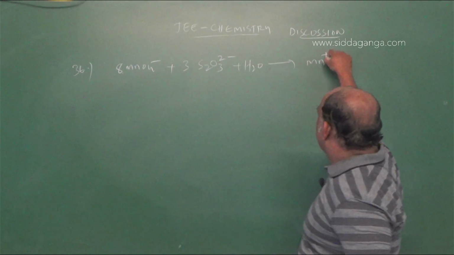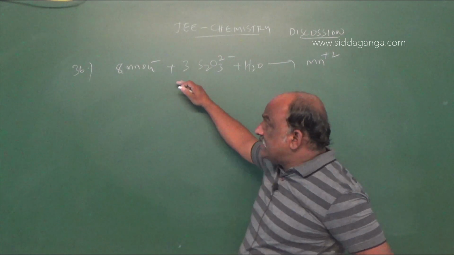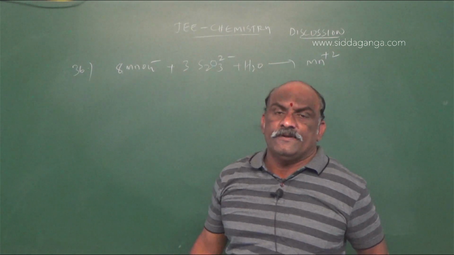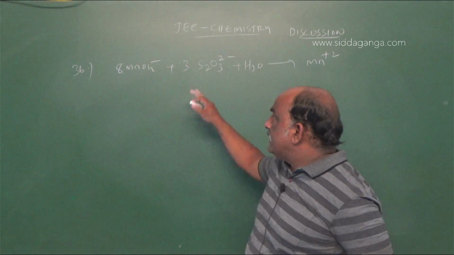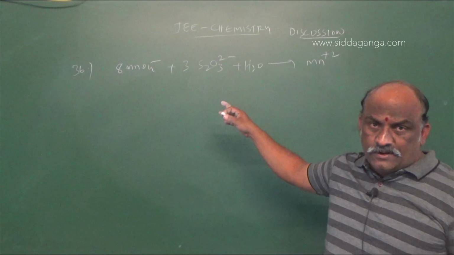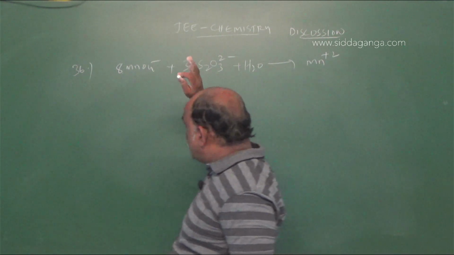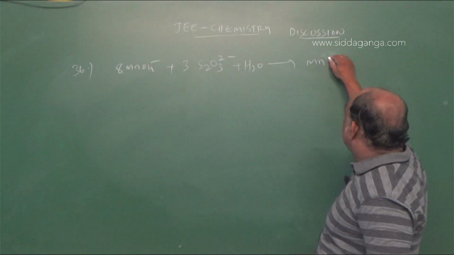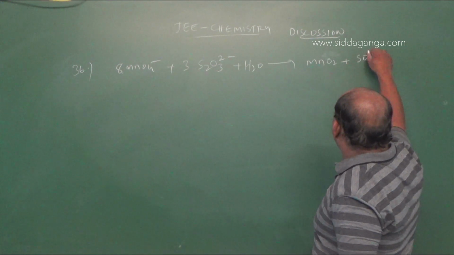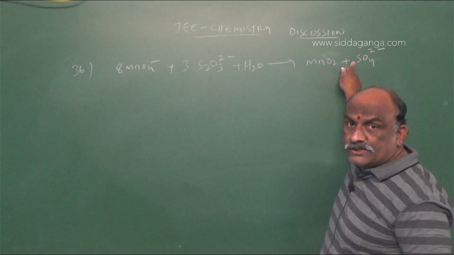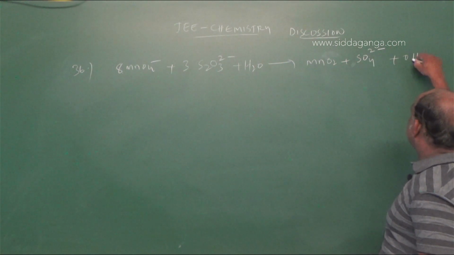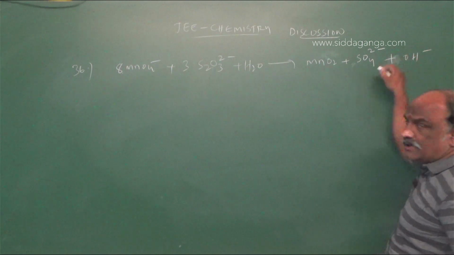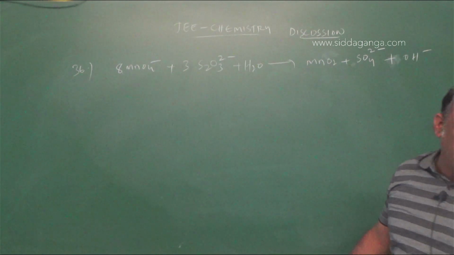undergoes reaction in alkaline medium. One direct reaction was there in your NCERT textbook: MnO4 minus oxidizes thiosulfate to sulfate. This is one equation that was in your NCERT textbook. Go through that NCERT textbook.